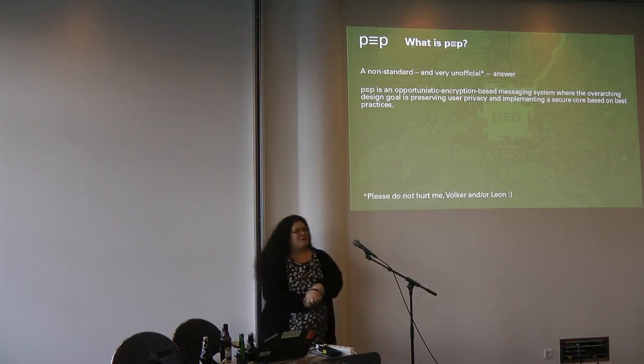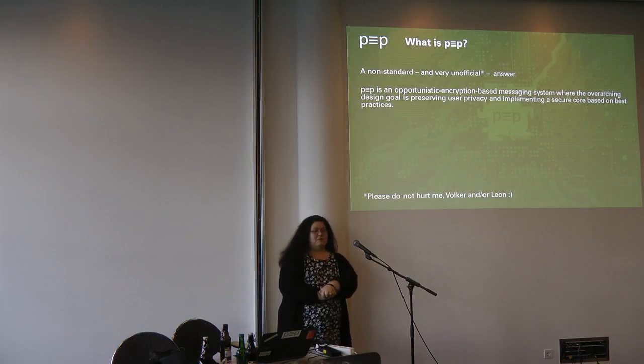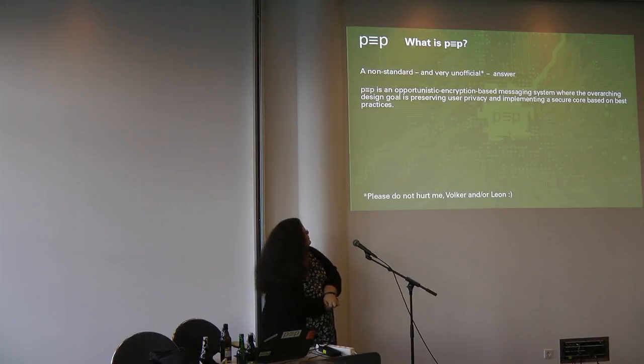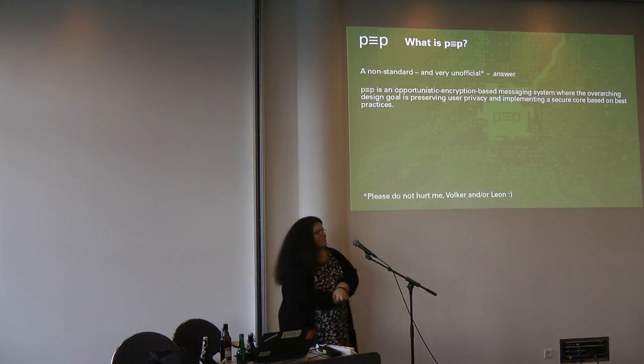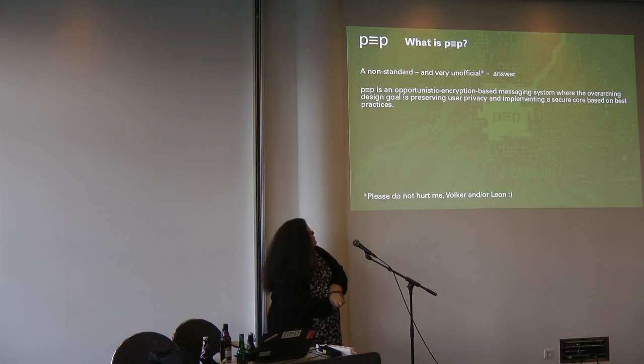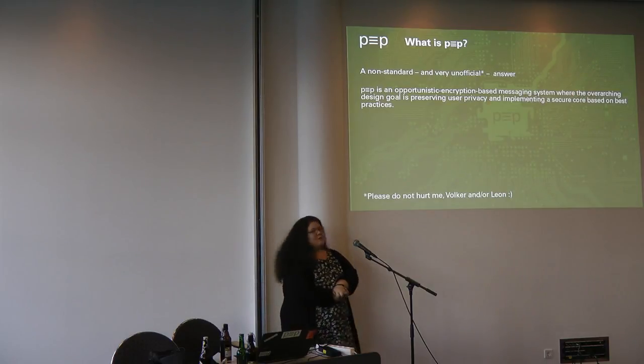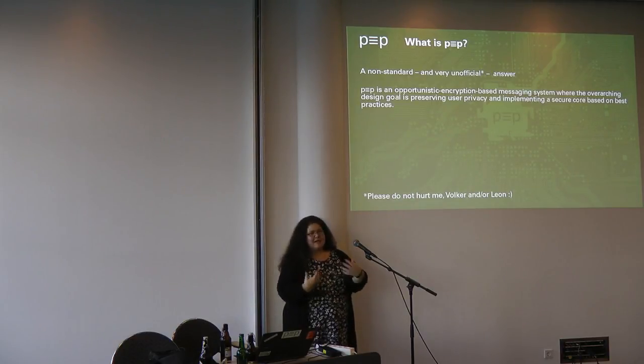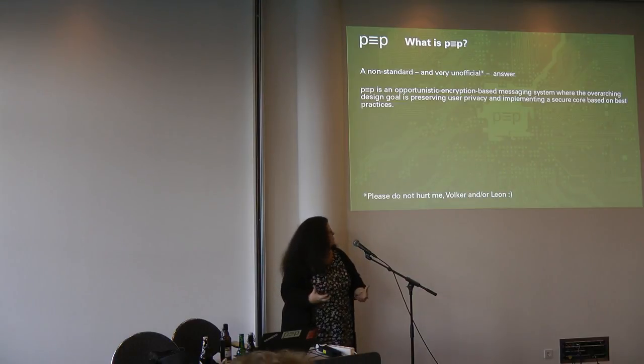Our overarching design goals, which means that we rate this higher than other security goals in many cases, although we try to be as secure as possible in all cases, is preserving user privacy. And that includes making sure that metadata is unavailable when it can be made unavailable and not make the protocol unusable. And implementing a secure core of the system, which is based upon best security practices. I work on the engine, and that engine should be implemented in a way that is as secure as possible, because everything that's on top of PEP uses the engine.